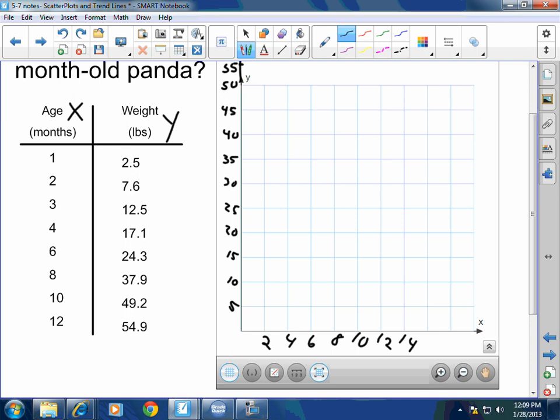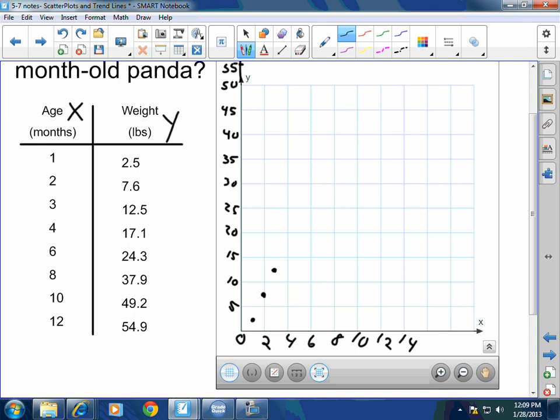Go ahead and graph them with me while I'm graphing them here on the board. First point, (1, 2.5). So 1 is between 0 and 2, right? 1 and 2.5, it's about half and half. Does that make sense? (2, 7.6) is about there, a little bit over halfway. (3, 12.5), it's about right there.